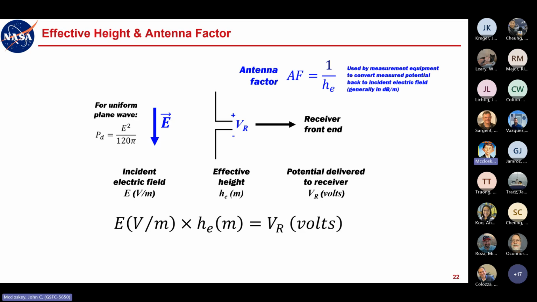The antenna factor is the reciprocal of the effective height. The antenna factor is what tends to be used by measurement equipment or software to convert the measured potential back into the incident electric field. It's generally expressed in dB per meter, or sometimes dBm to the -1 power. You have to be careful how you express this, because dBm is how we typically express low-level power numbers. dBm to the -1 should be pretty clear, but I generally prefer to show it as dB/m, because then it's very clearly distinct from dBm.